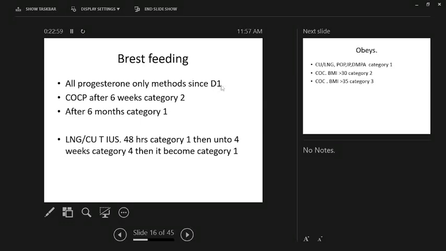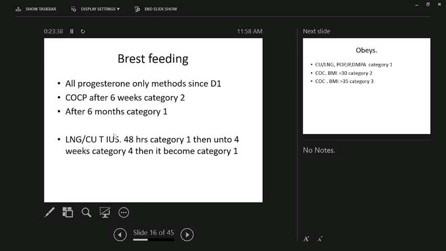In these kinds of patients, all progesterone only methods are suitable. It comes as category 1. And combined oral contraceptive pills cannot be prescribed up to 6 weeks. Up to 6 weeks, it's category 4, therefore contraindicated, because it affects breastfeeding as well as it enhances the formation of blood clots. After 6 weeks to 6 months is category 2. 6 months onward it comes as category 1.